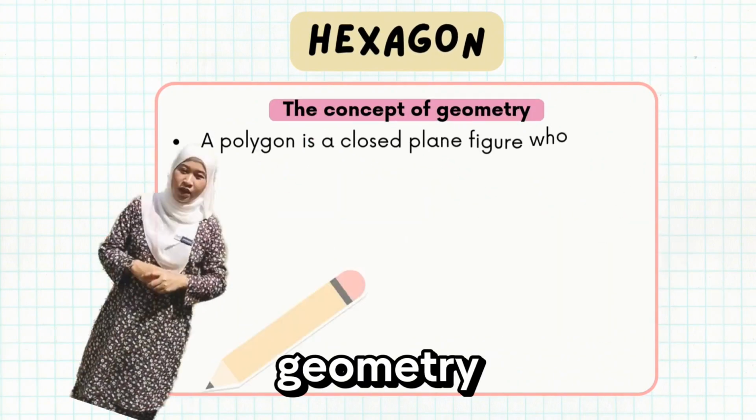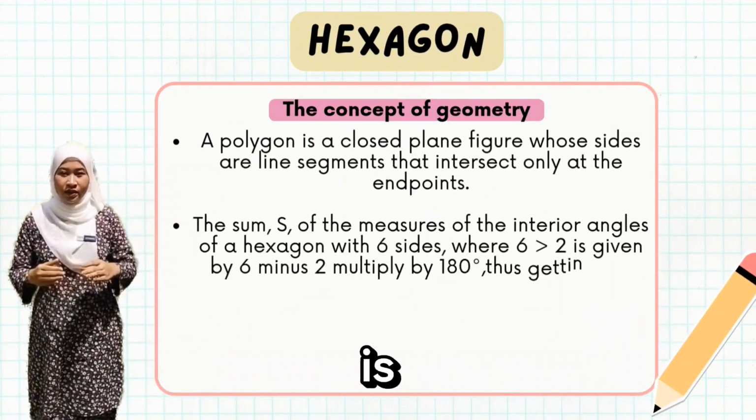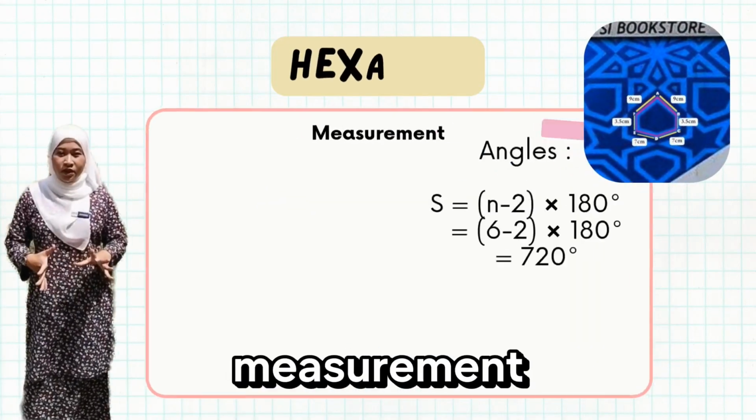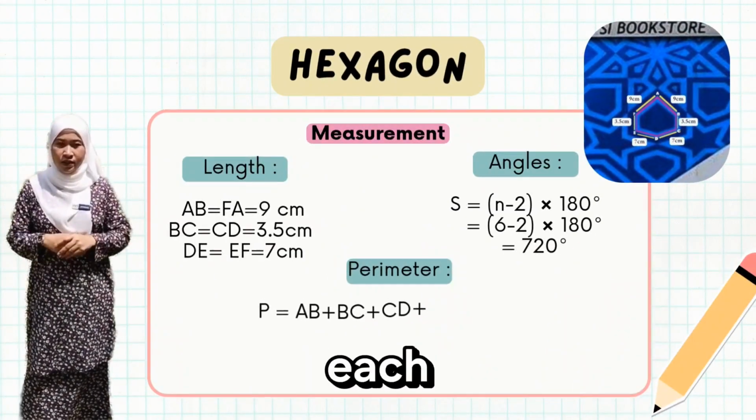The concept of geometry of hexagon. A hexagon is a polygon, a closed plane figure whose sides are segments that intersect only at the ends. For the measurement of the hexagon, we got the length of each side of the hexagon.